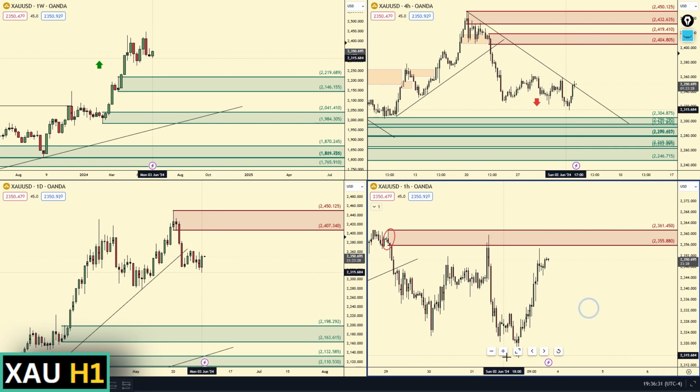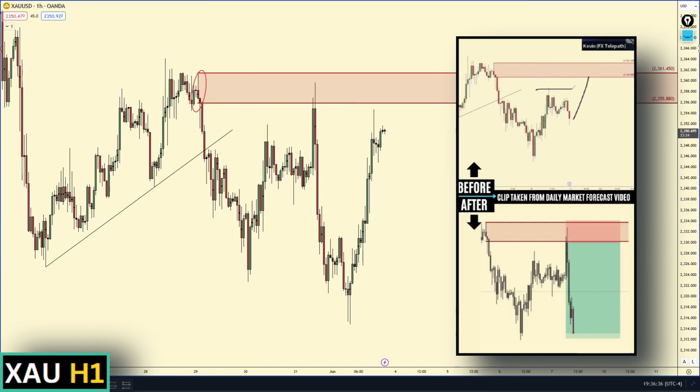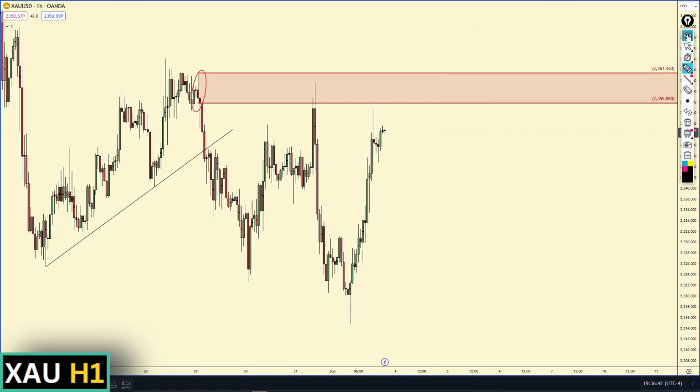And this trade was called out in the daily market breakdown video for the Diamond members. This was posted in one of the daily forecast videos. It was a counter trend setup, but it was a beauty. So just wanted to point that out.